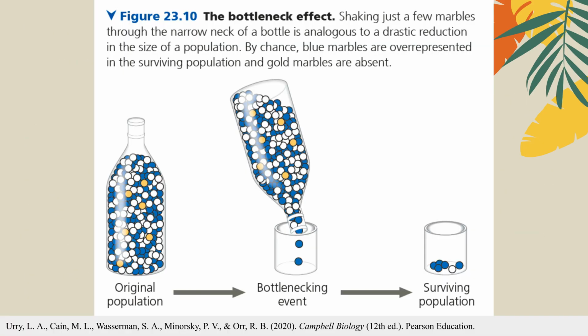This diagram illustrates the bottleneck effect using a simple analogy. The original population has many different alleles, shown as different colored marbles. When the population experiences a sudden reduction in size, only a small number of individuals survive by chance. The surviving group carries only a fraction of the original gene pool. As a result, allele frequencies change randomly, and genetic diversity is greatly reduced. Importantly, the surviving traits are not necessarily better, just lucky.